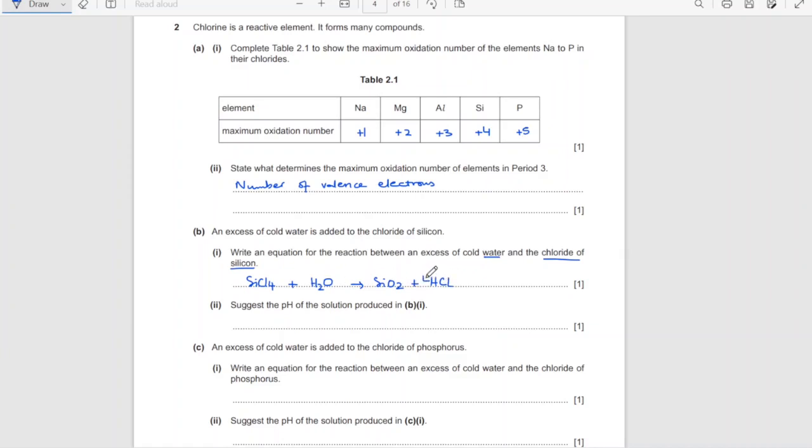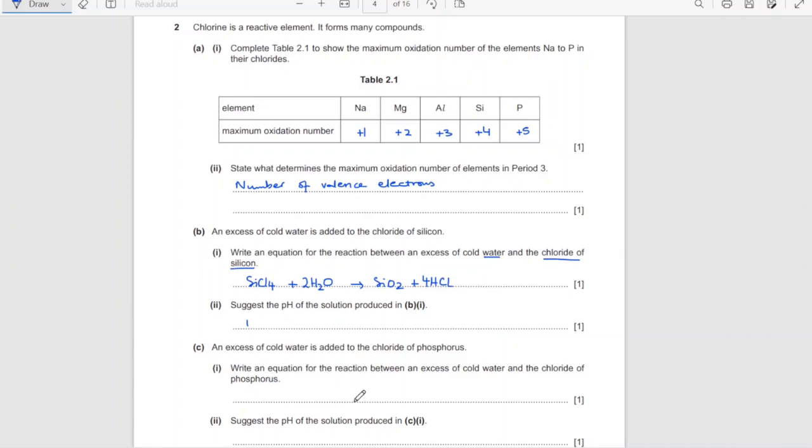So if you balance the equation, we have 4HCl to balance out the chlorine, 2H2O to balance out the hydrogen, and that's it. Now the pH of the solution, it's obviously going to be highly acidic because it's HCl, right? So I'll just write a pH of 1.